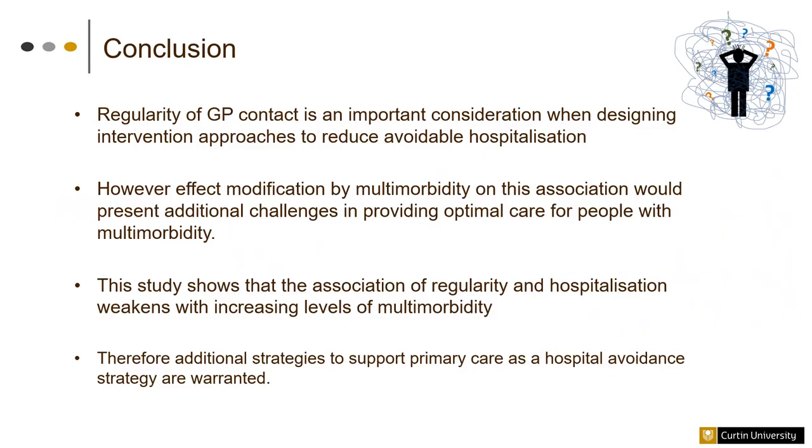In conclusion, regularity of GP contact is an important consideration when designing intervention approaches to reduce avoidable hospitalisation. However, effect modification by multimorbidity on this association would present additional challenges in providing optimal care for people with multimorbidity. This study shows that the association of regularity and hospitalisation significantly weakens with increasing levels of multimorbidity. Therefore, additional strategies to support primary care as a hospital avoidance strategy are warranted.